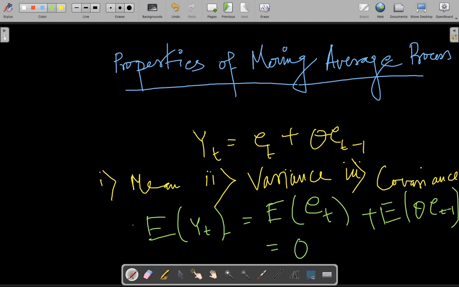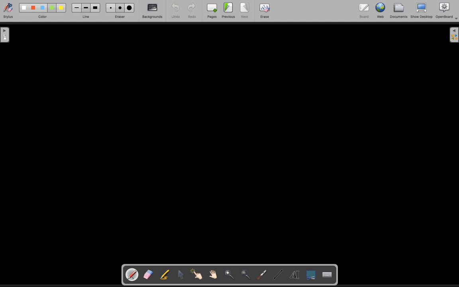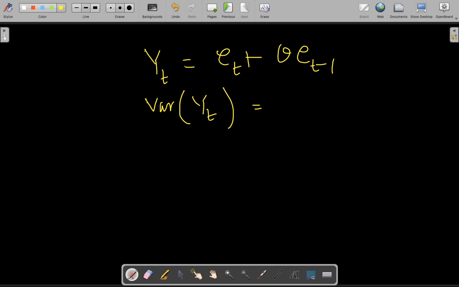What about variance? Let me write down yt again, using the previous color. Sorry, this is an MA(1) process. yt is equal to et plus theta et minus 1. If I take the variance of both sides, the variance of yt is the variance of et plus theta et minus 1.